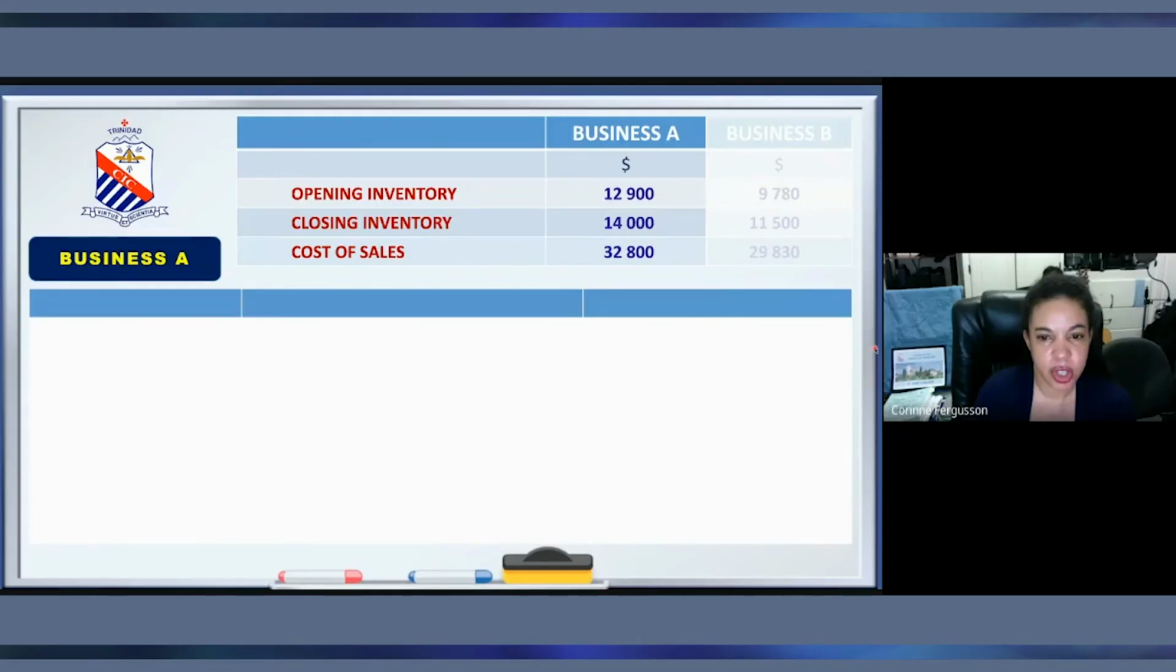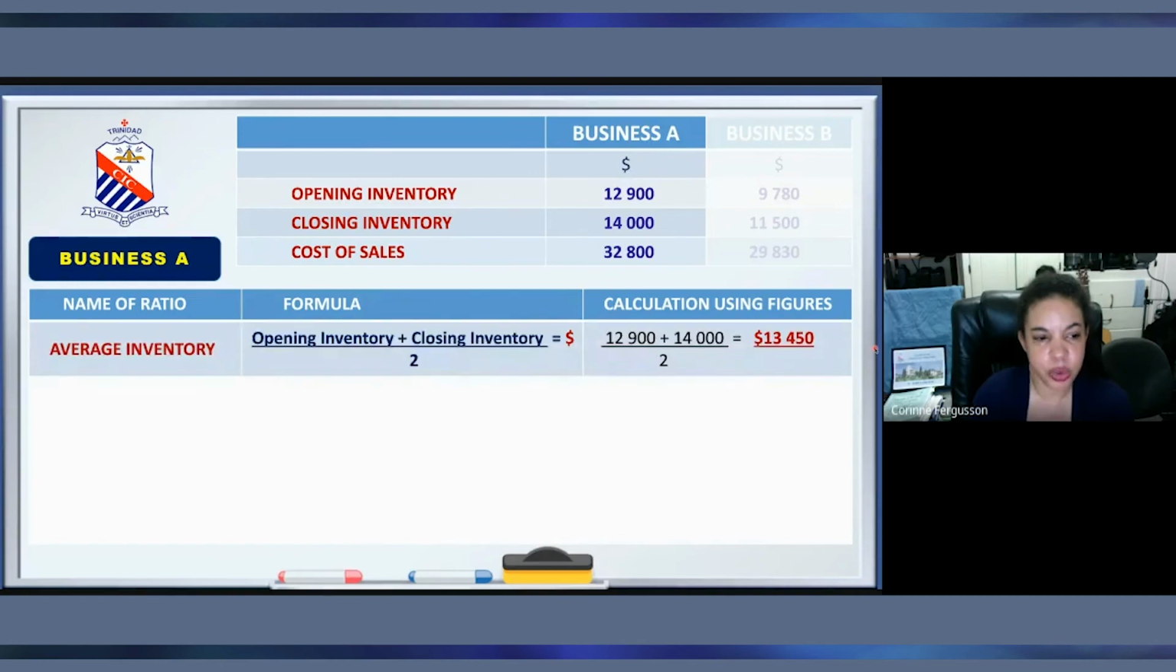Okay, so now we have the solution for business A, and we will look first at the first thing you would have had to do, which is to calculate your average inventory: your opening inventory plus your closing inventory divided by 2. Here were your figures on top here. 12,900 plus 14,000 divided by 2, and that gave us an answer of 13,450.